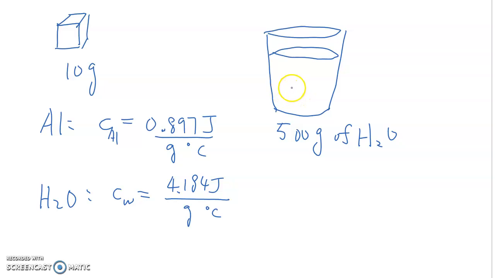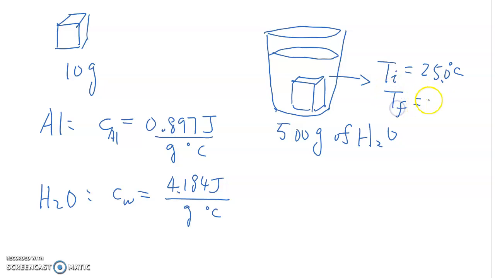So when I put a piece of hard aluminum here, the temperature changed from the initial temperature, let's say it is 25 degrees Celsius, and now it changed to 25.2 degrees Celsius. My question is, what was the temperature of this aluminum?